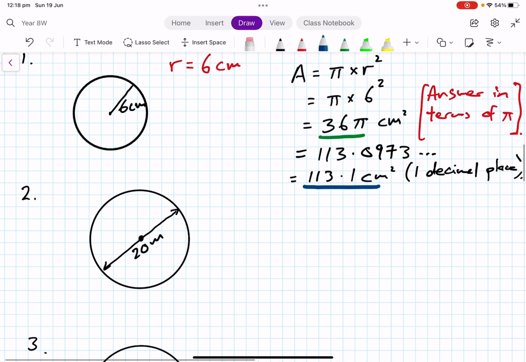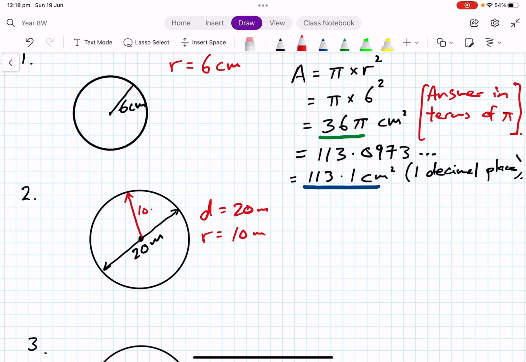Let's try another one. Here we have 20 meters. But that's a diameter. So the diameter is equal to 20, so the radius is half of that, which is 10. And I'm going to draw that radius on here. So that's 10 meters. The area is pi times radius squared, which is pi times 10 squared. Now 10 times 10 is 100, so that's going to be 100 pi square meters. That's an answer in terms of pi.